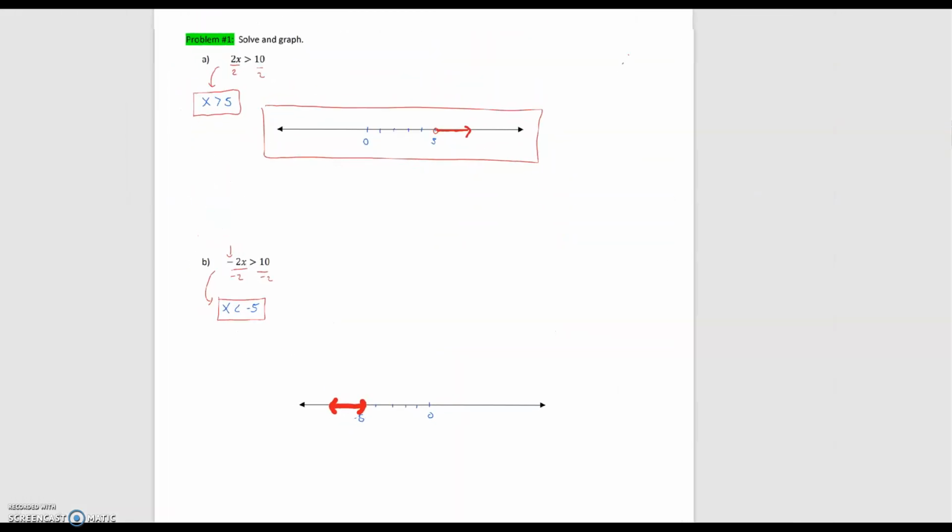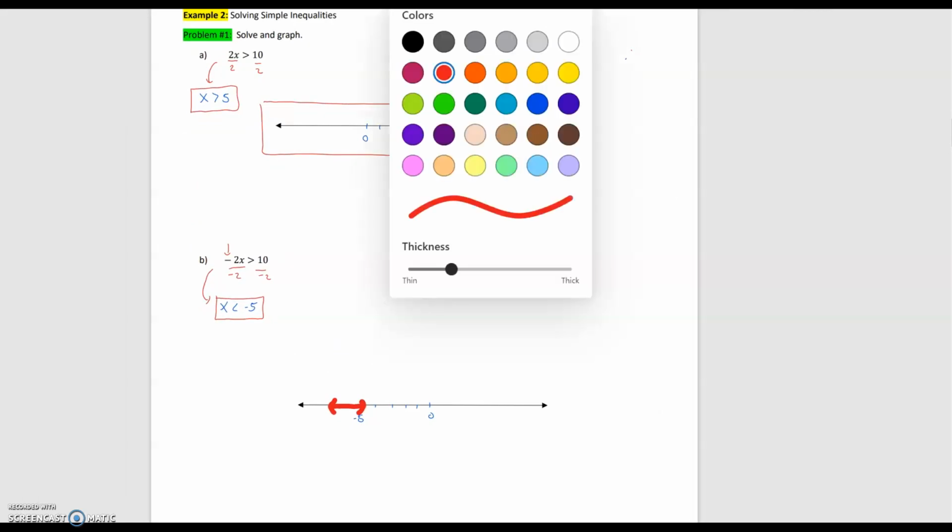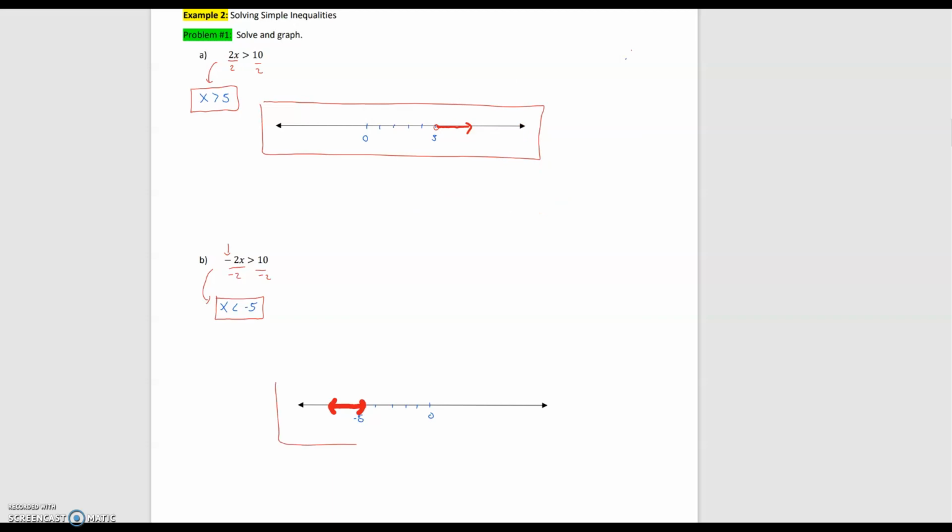Notice once again on the previous one that on problem A, there was no division by a negative. So the inequality symbol, we ended up with a greater. So that means that you end up shading to the right. B, we ended up dividing by a negative. So a greater turns into a less than.